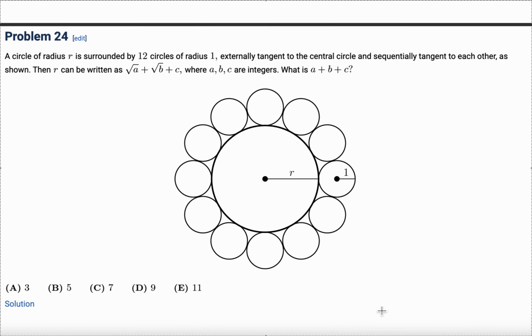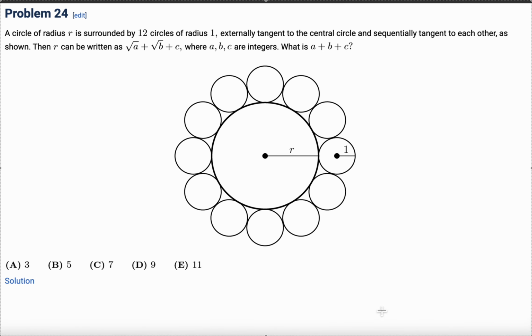On the 2025 AMC 12A, this one's a little bit of an easy one for being problem 24. You'd expect it to be hard, but it's not terribly hard. So let's look at this. The circle of radius r is surrounded by 12 circles of radius 1, each externally tangent to the center circle and sequentially tangent to each other, as shown. This flower-looking diagram is what they mean, and we basically just need to find r, which has this weird form here.